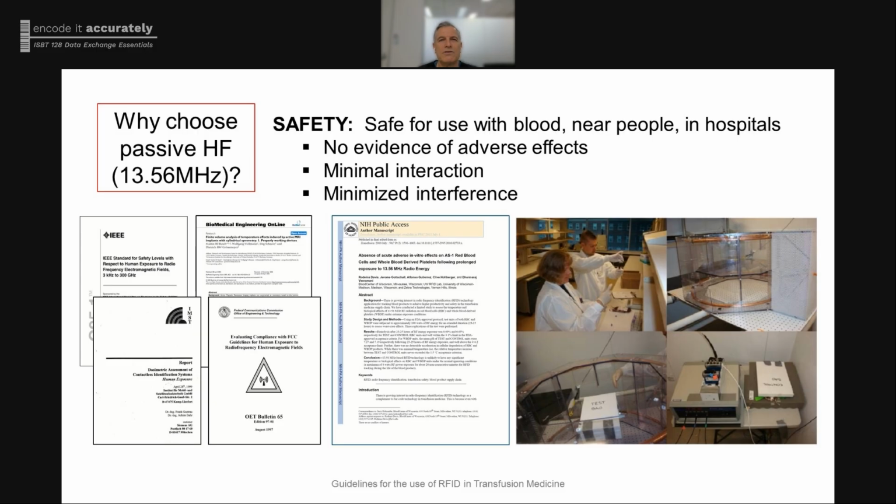The guidelines identified safety as one of the reasons for choosing high frequency at 13.56 megahertz. The US Food and Drug Administration requested that blood products be subjected to radio energy under a worst case scenario to determine whether there was any adverse in vitro impact. The study concluded that exposure to intense HF energy for extended periods had no adverse effects on in vitro cellular integrity of red cells or pooled platelets.